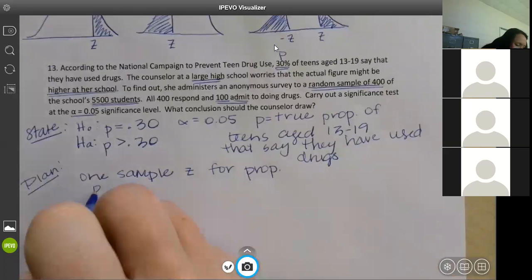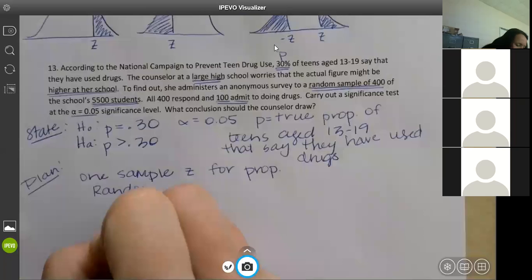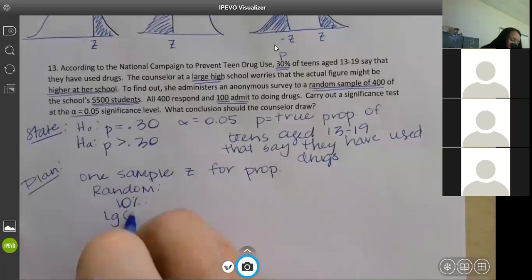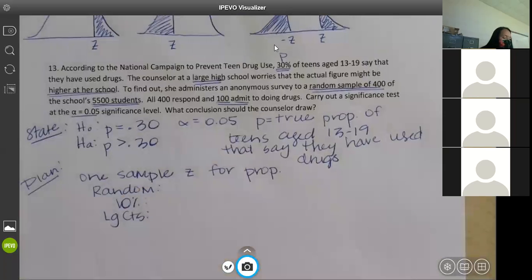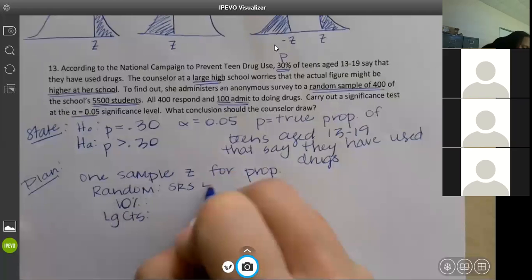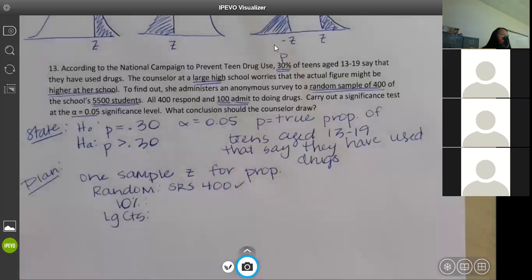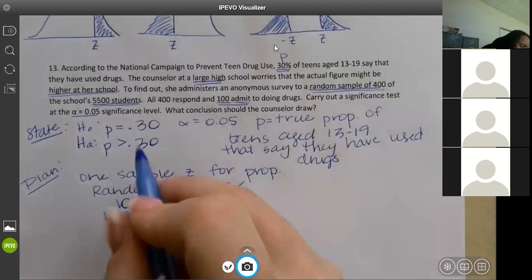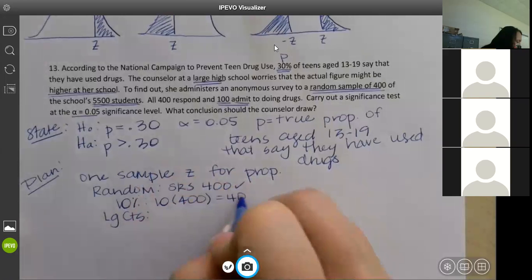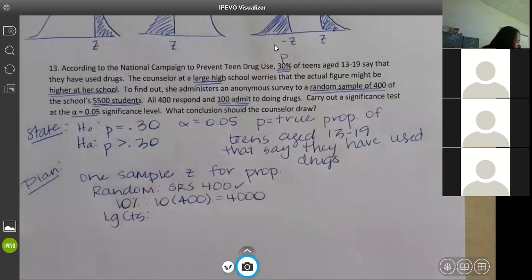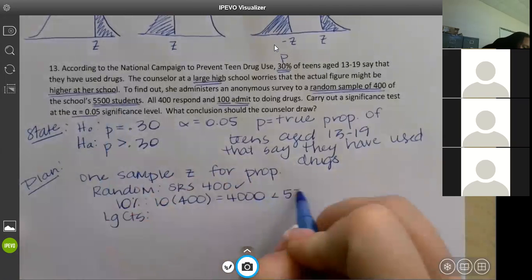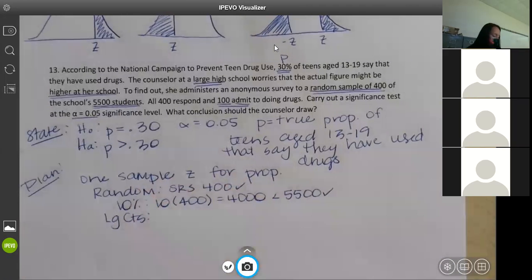We need to check the random, 10%, and large count. Is it random? Yeah. Why? SRS of 400. 10%, we do 10 times. Our sample size was 400. Do you think there are more than 4,000 in the population? Yes, it says right here, 5,500 students. So it's good.